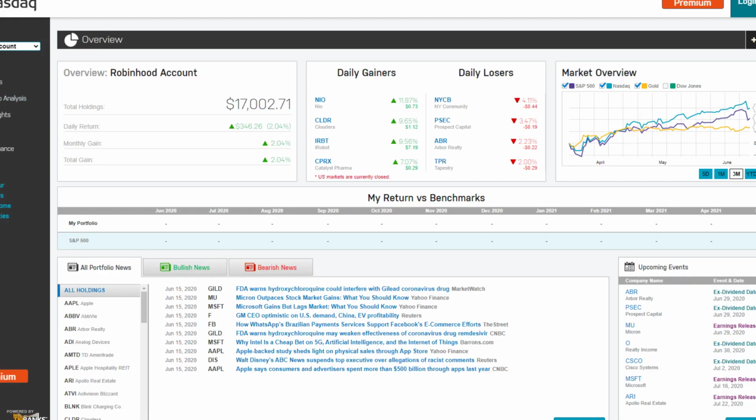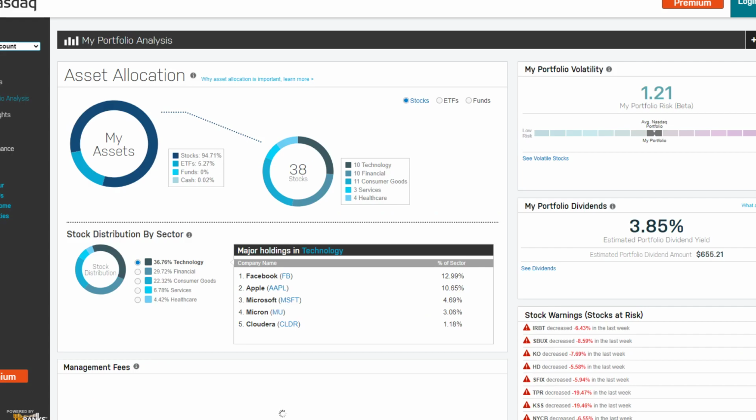NASDAQ Smart Portfolio. It's a beautiful thing, shows you everything going on with your portfolio. If you go to this little My Portfolio Analysis sector, you can manually put in all your stocks, trades, everything like that, or you can go right ahead and upload your portfolio to it. So it takes most brokerages actually, so it's a pretty neat feature.